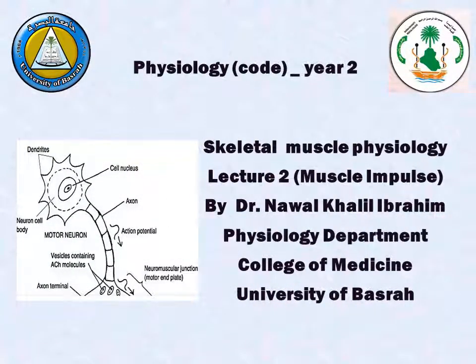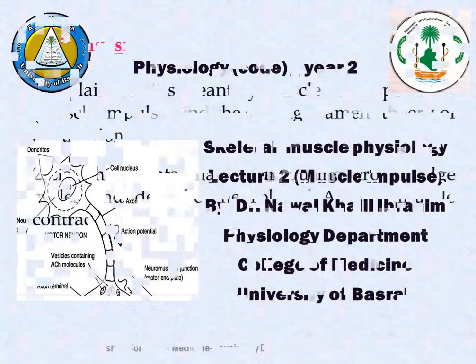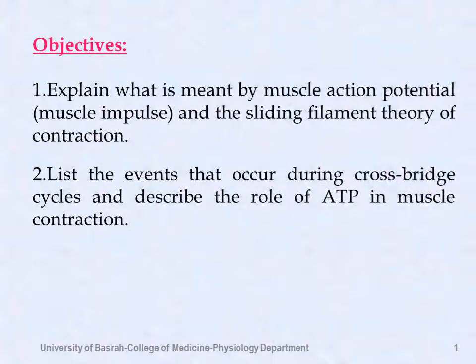Our lecture today is about the formation of muscle impulse or muscle action potential. Objectives. First of all, we are going to explain what we mean by muscle action potential, the muscle impulse, and the sliding filament theory of the contraction. List the events that occur during cross-bridge cycles and describe the role of adenosine triphosphate in muscle contraction.